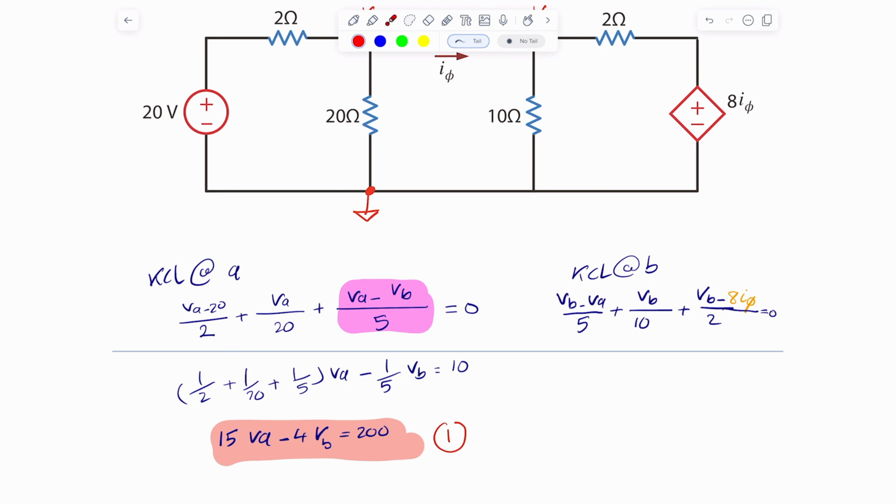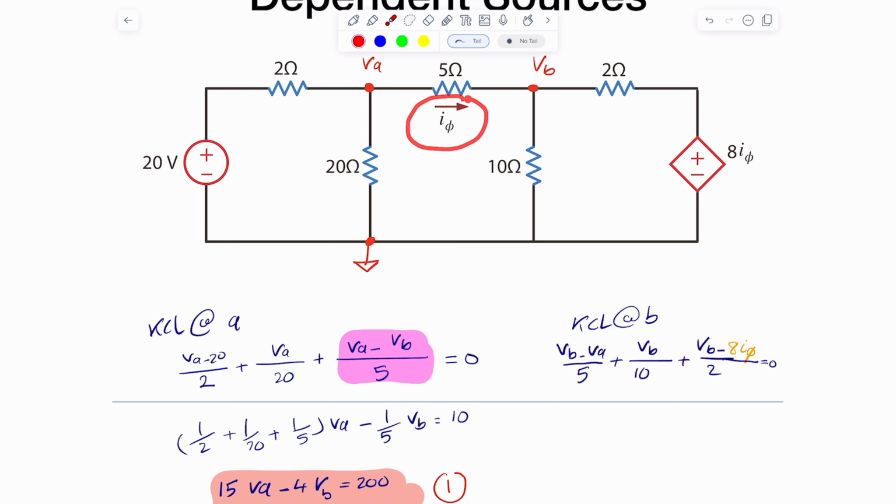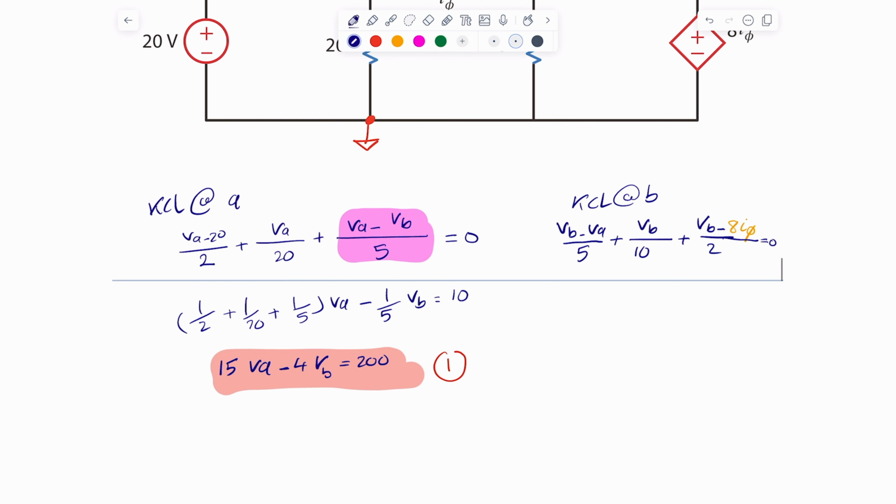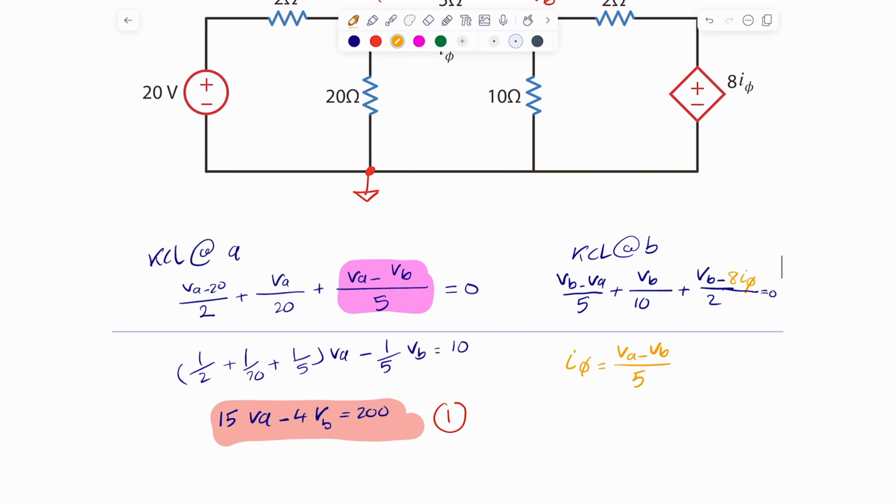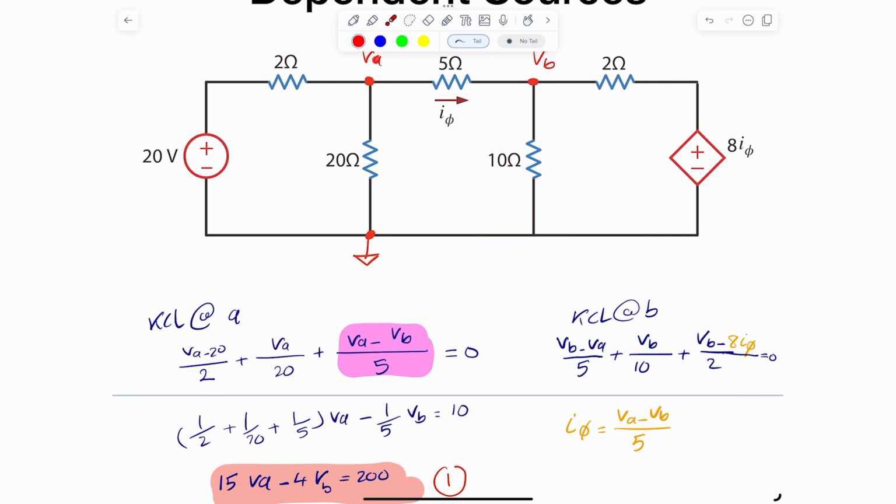So we'll take a look in here, and we'll say that the I phi is that. Based on basic Ohm's law, it's simply VA minus VB divided by 5. This is actually what I highlighted in here, and that's why I highlighted it. So what we know about I phi is just simply VA minus VB divided by 5, because it is this voltage minus this voltage divided by 5.